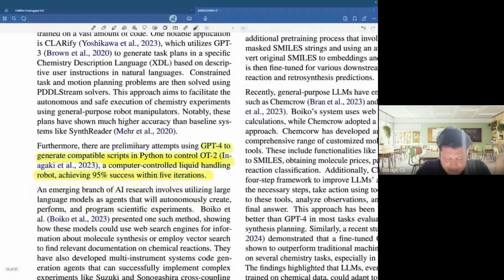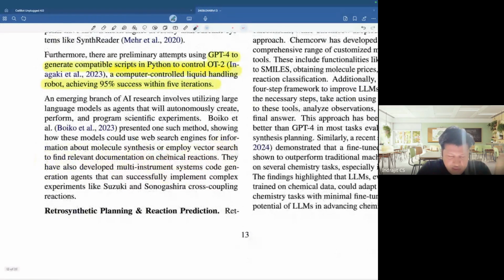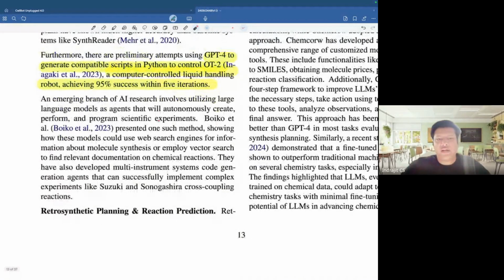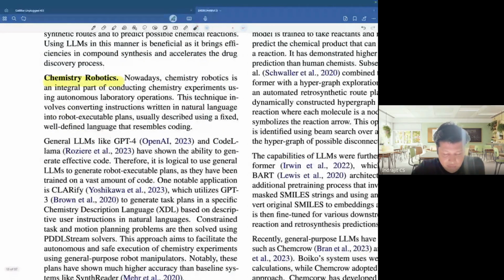So there are a lot of baselines, like systems such as SynthReader, which has an accuracy in identifying and reading chemistry experiments. There are preliminary attempts using GPT-4 to generate compatible scripts in Python to control OT-2, a computer-controlled liquid handling robot, achieving 95% success with 5 iterations. So there are many such things going on, but I would say these are in research aspects, so I can't give a lot of detail around that. There are a few experiments here and there, but I did not find so far a very solid process involved in chemistry robotics.